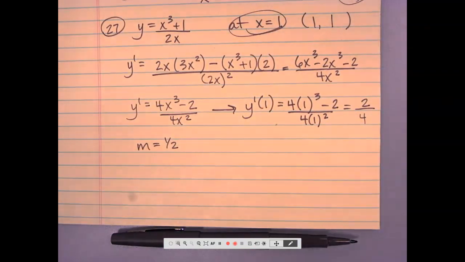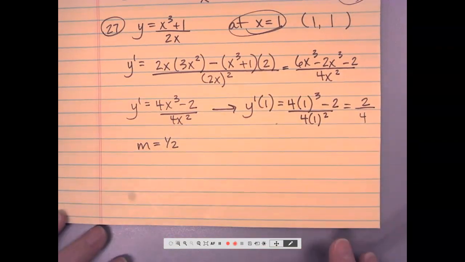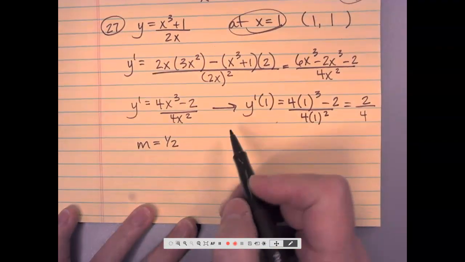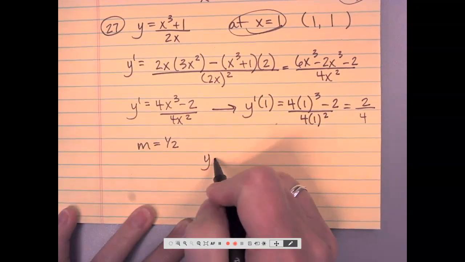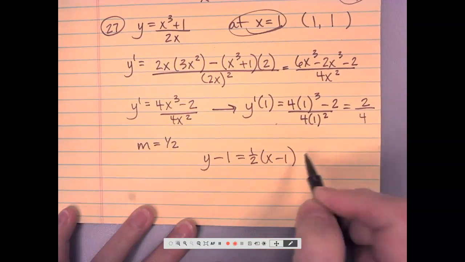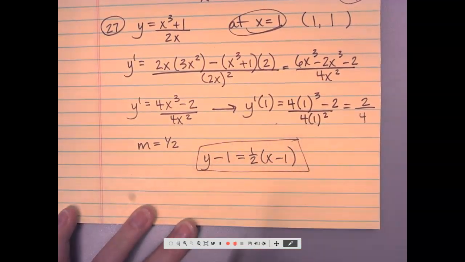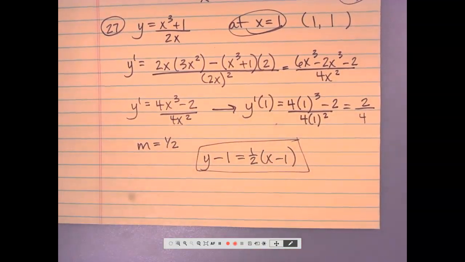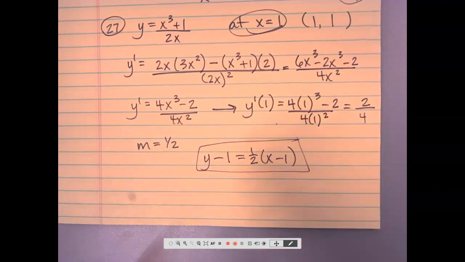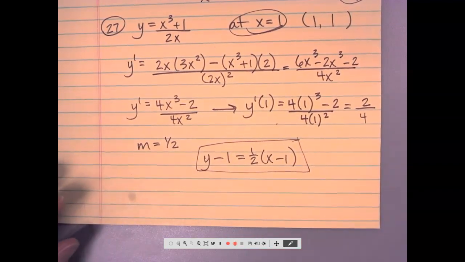Okay, so we know our slope is 1 half. We know the point is 1, 1 that it goes through. So y minus 1 equals 1 half times x minus 1. I'm going to leave it, but you can, of course, distribute and keep going and put it in slope-intercept form. How many of you are okay leaving it like that for now that you didn't think you would be? You're just like, yeah, okay, I can live with that.